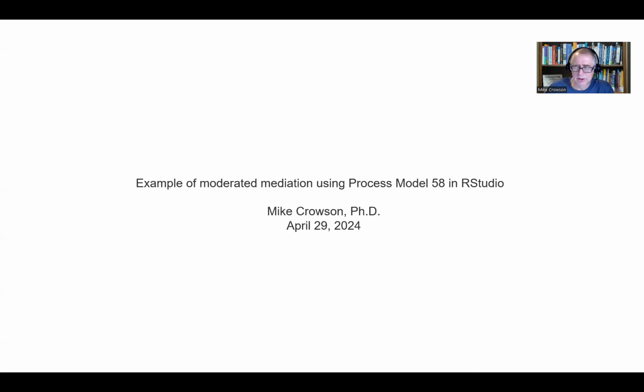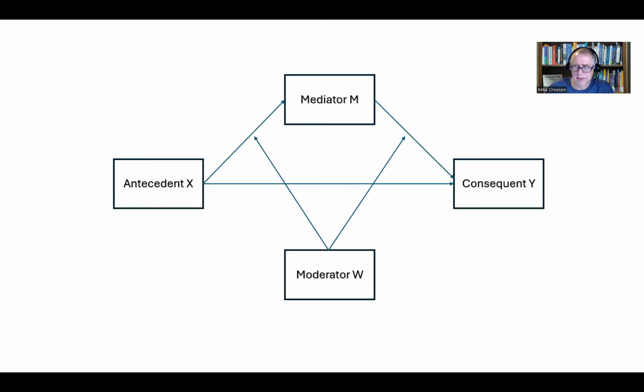So let's go ahead and get started just by looking at process model 58. Here is a conceptual diagram of process model 58. It contains the traditional mediation triangle, but with the addition of a moderating variable. Going through our model, in the mediation triangle, we have variable X, which is our antecedent, variable M, our mediator, and our consequent is variable Y.